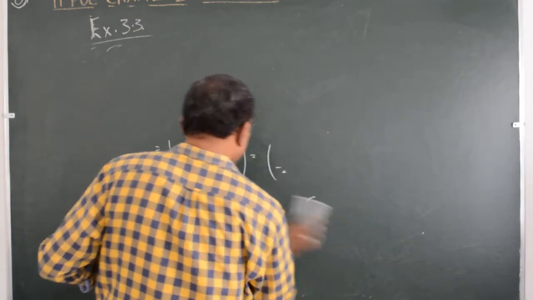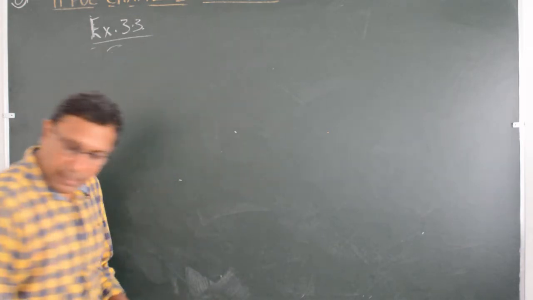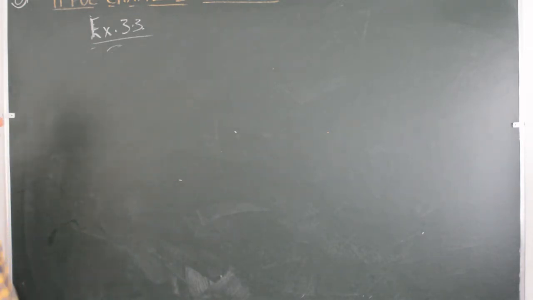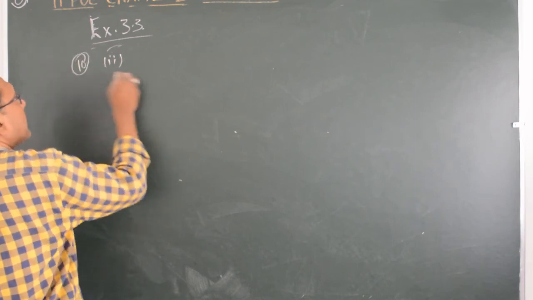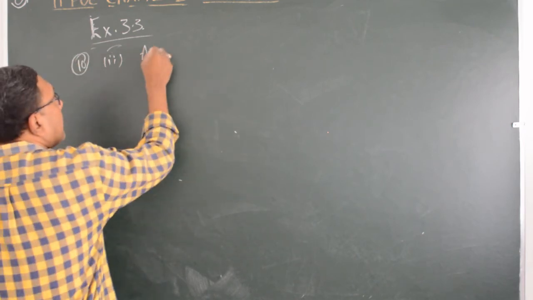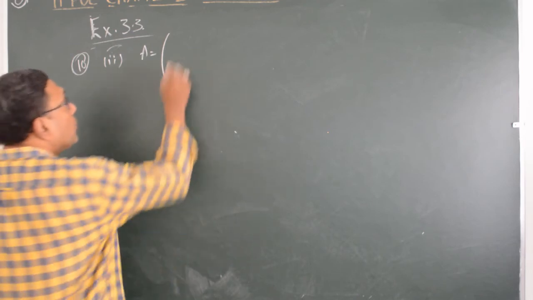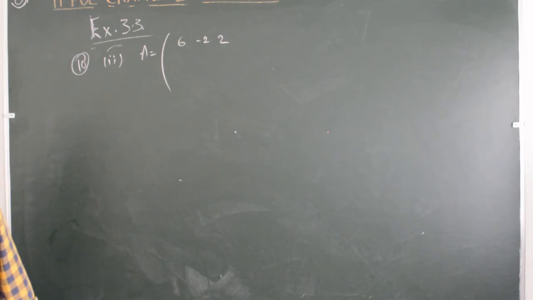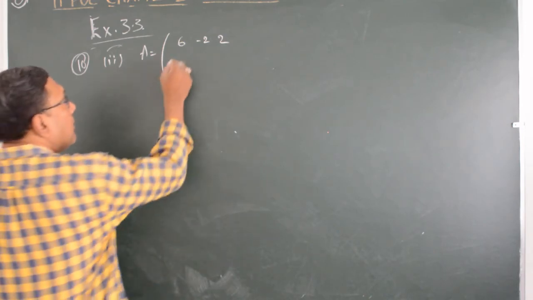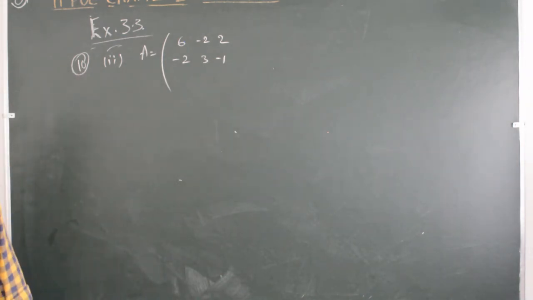Let's go to the second problem. Let me check what it is there, and we'll also find out whether it is skew. This is the 10th problem, second. A is given, which is a 3 by 3 matrix: 6, minus 2, 2, minus 2, 3, minus 1, 2, minus 1, 3.